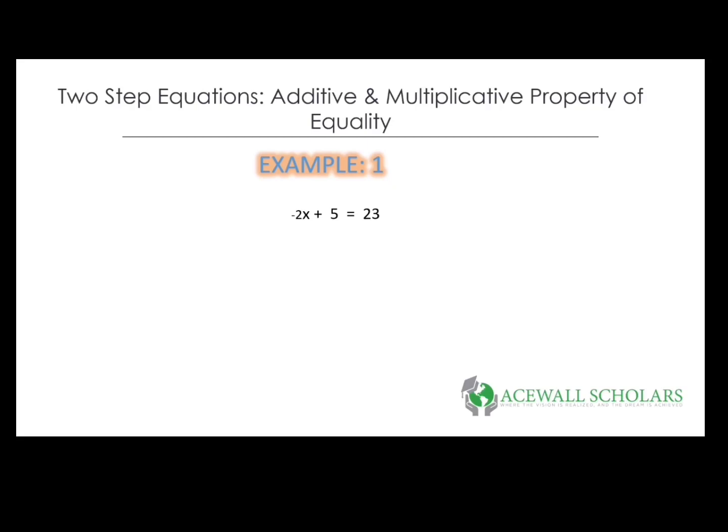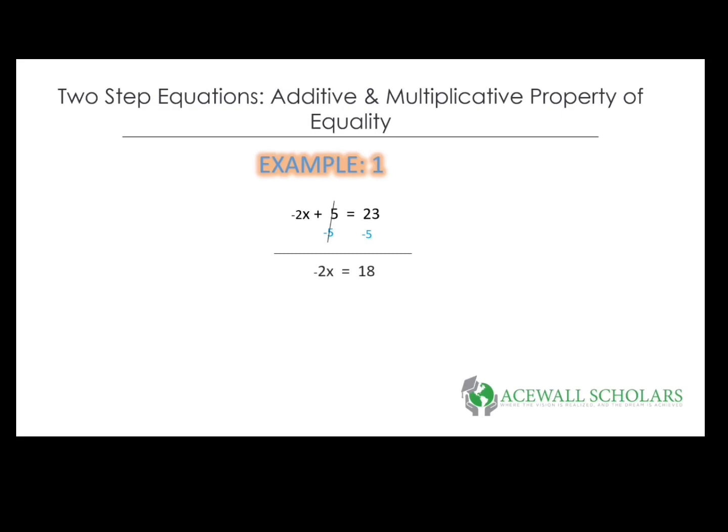So if we look at each expression located on both sides of the equal sign, we have one expression that's negative 2x plus 5, and the other expression is 23. Both sides are completely simplified, so now we can solve the problem. We implement the additive property of equality first, so we subtract 5 on both sides. The 5's cancel out because 5 minus 5 is 0, and we're left with negative 2x equals 18, because 23 minus 5 is 18.